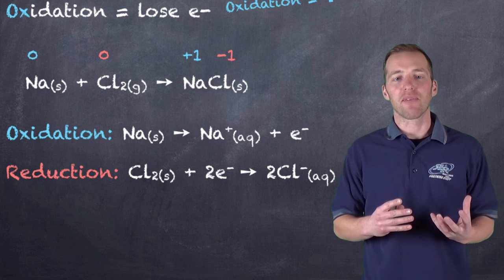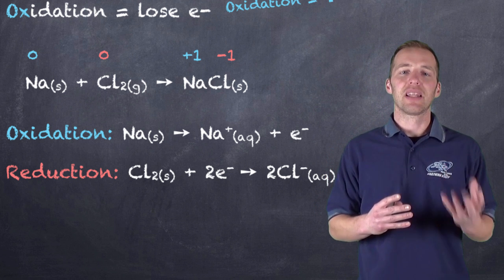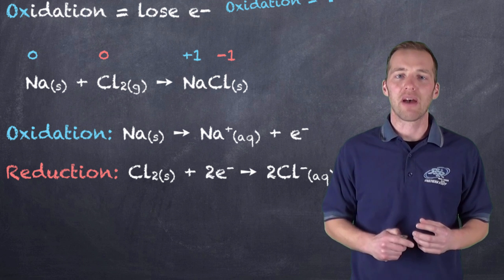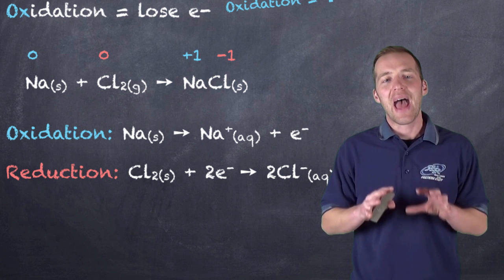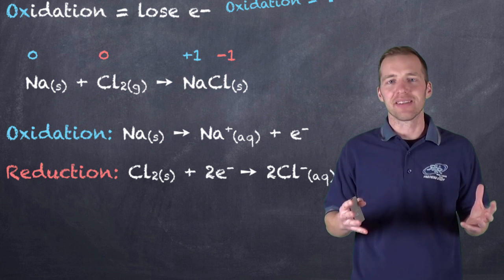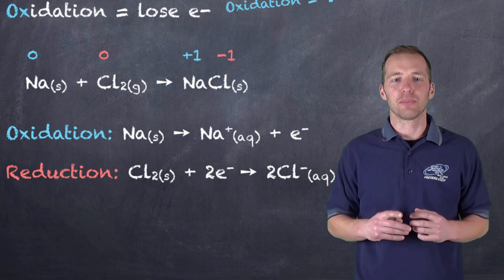And in the reduction half reaction, you're going to find those electrons on the left side to balance out, in this case, the negatively charged chloride ions that we have on the right. So these are what we call half reactions. And in a neutral solution like this, you probably look at this and say, I can just balance this reaction by inspection.